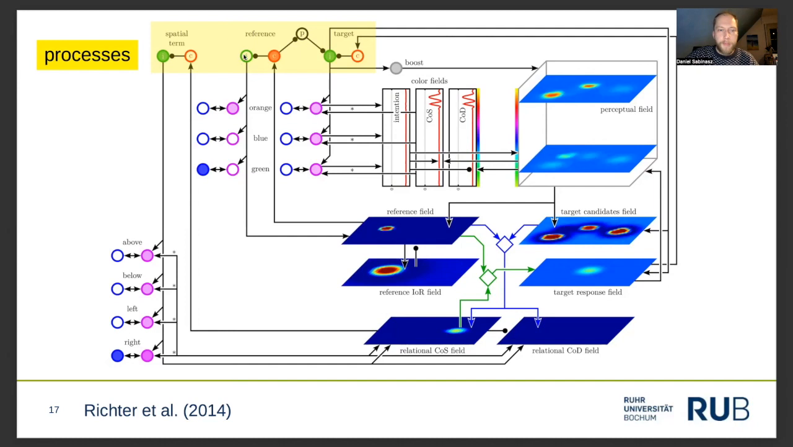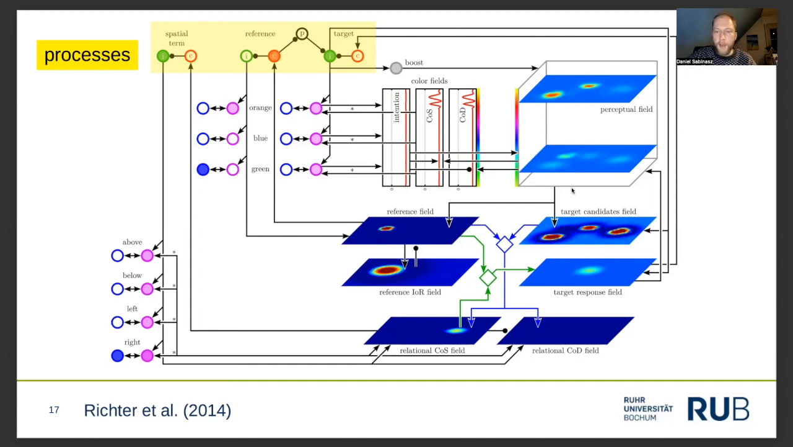And this process becomes active by default. In the beginning, when the architecture is run, that process just becomes active. And what this process does is determined by the connections from the intention node to the various nodes and fields of the architecture. In this case, the first thing it does is it provides a boost input to the reference field, thereby bringing that field into a dynamic regime where it can form peaks.